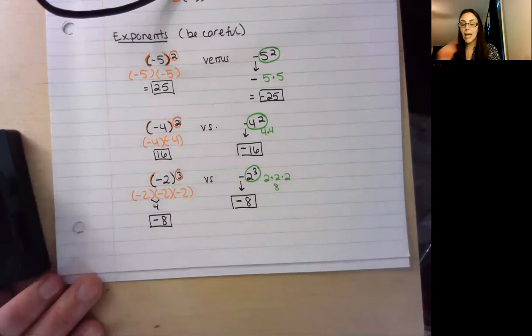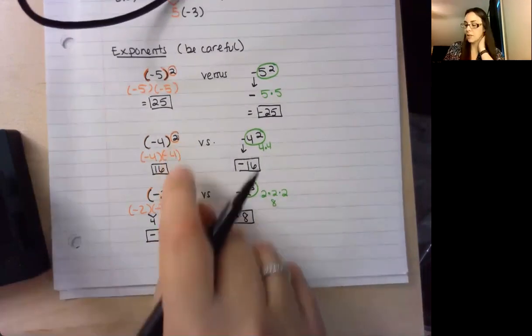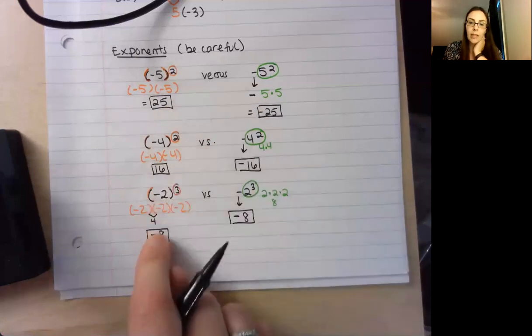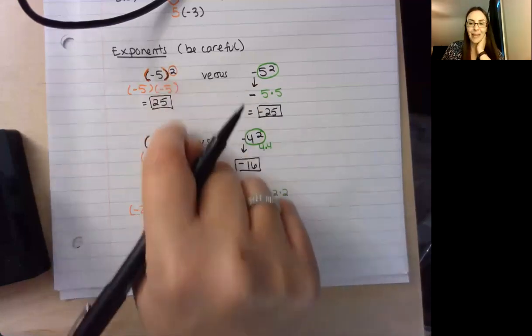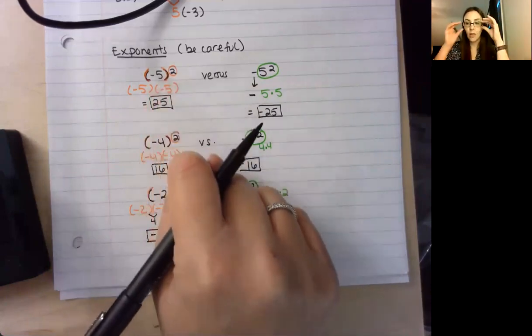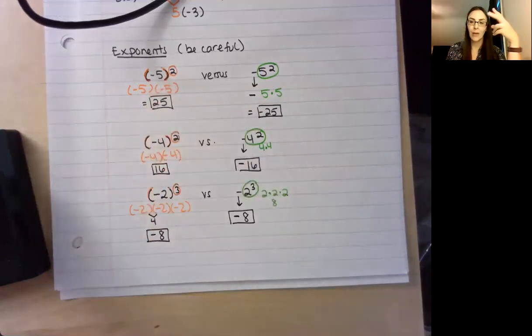Okay. So what's going to happen is sometimes it's going to make a difference in your answer, and other times it's not. When it makes a difference, the parentheses is when you have an even exponent. So when you have an even exponent, all the negatives cancel out, right? If you have 2 negatives, they cancel. If you have 4 negatives, they would cancel. 6 negatives, they would cancel, etc.